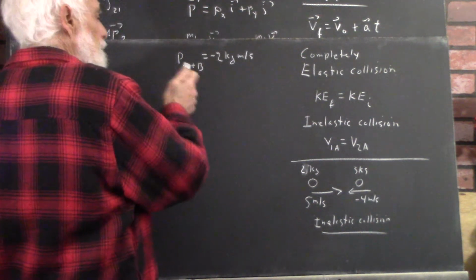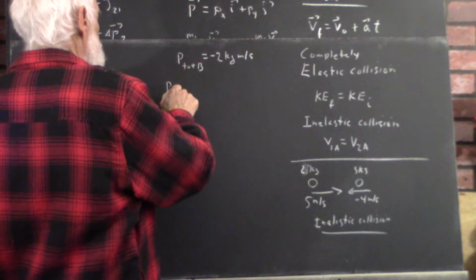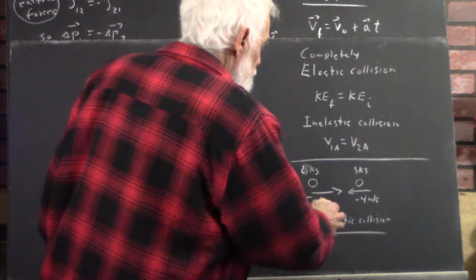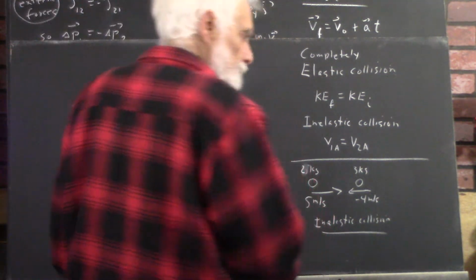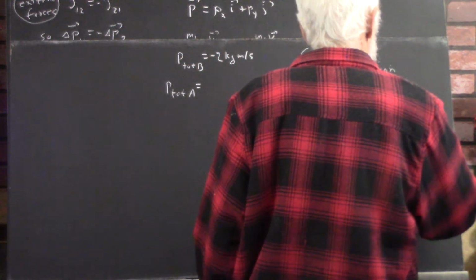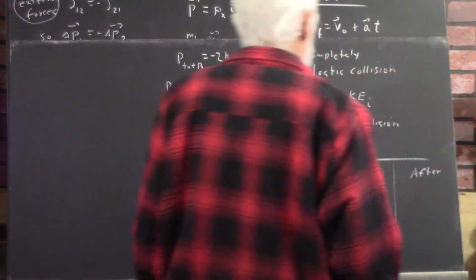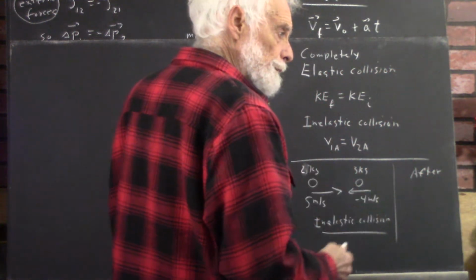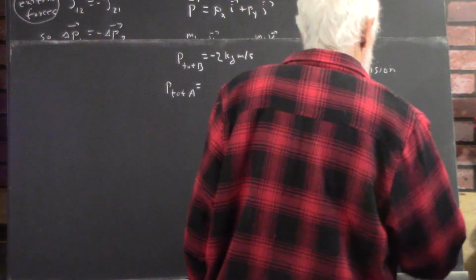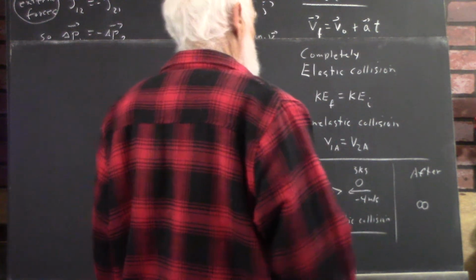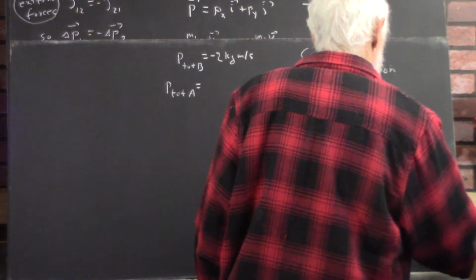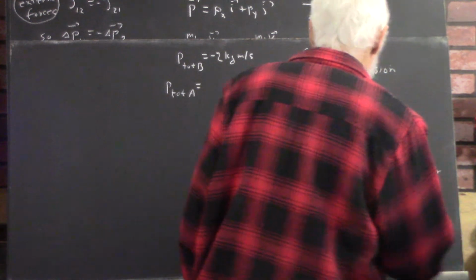Okay, so what's the momentum after? Well, in an inelastic collision, after the collision, these two objects are joined. So after collision, you've got these two objects with a total mass of 5 kilograms, 2 kilograms and 3 kilograms.